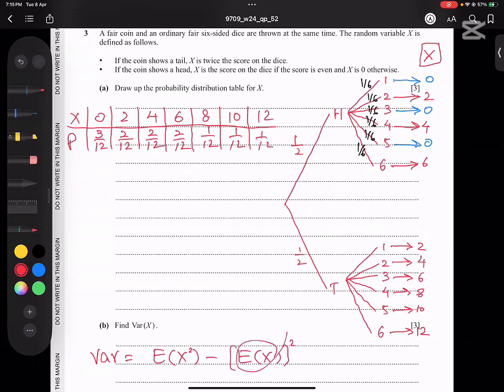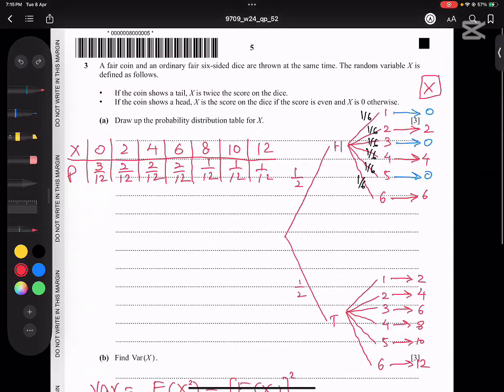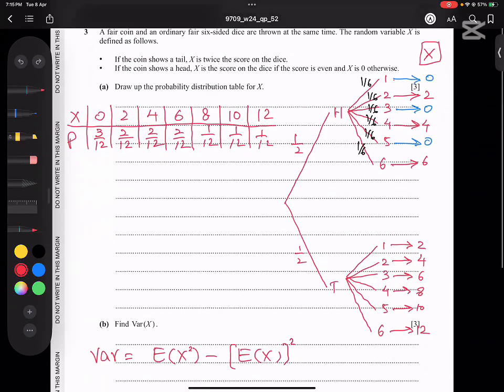Okay, how to get E of x? That I get first. Okay, let me check 1 minute. Okay, so this is clear. So how to get these values? This is very important to know. And what is the method to get it?